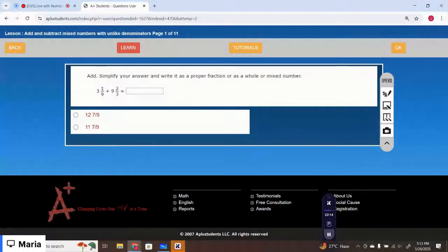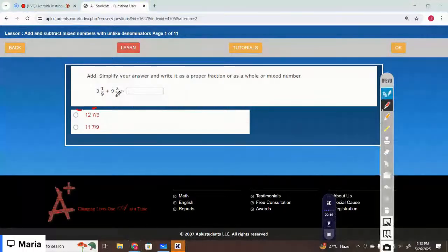So let's just make the denominators the same, right? 3 times 3 is 9, so you need to multiply this fraction part by 3. That is 2 times 3 is 6 and 3 times 3 is 9, right? Now add the whole numbers. 9 plus 3 makes 12.